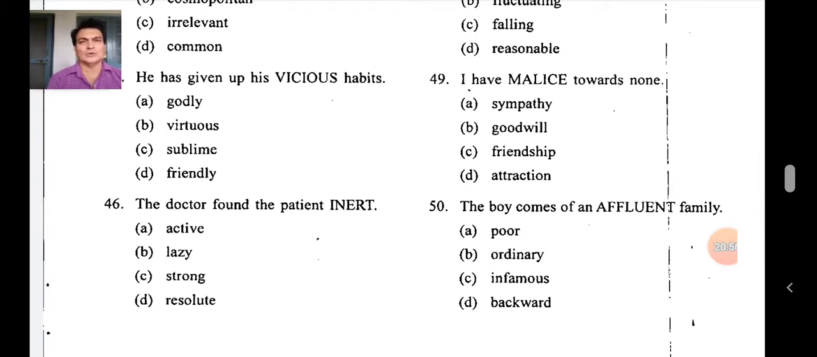Good intention, goodwill. The boy comes of an affluent family. Affluent, very rich. So what will be the opposite word of affluent, very rich? Poor. Because all the remaining options don't come close to that: ordinary, infamous, backward. So affluent, opposite word is poor.